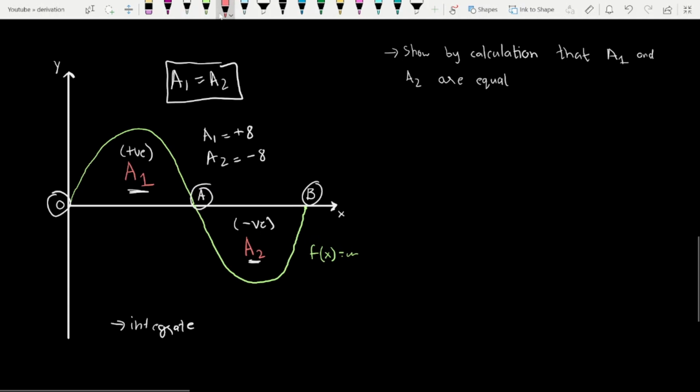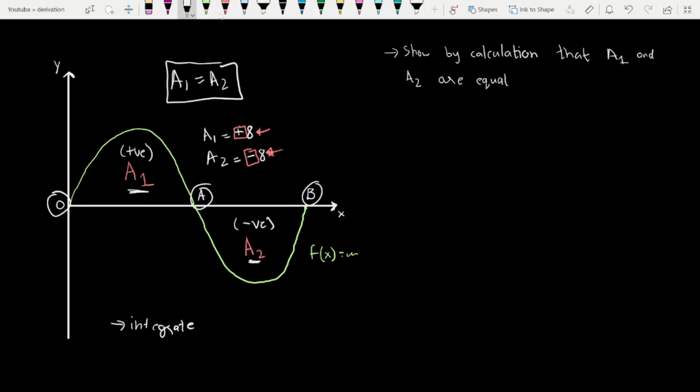Now the negative and positives don't matter because all they're telling you is where the curve is situated. Is it situated above the x-axis or is it situated below the x-axis? So they don't really matter, but these numbers do matter. And if both of them are 8, I'm just assuming they're 8, if both of them are the same, then it's clear that A1 and A2 are equal.